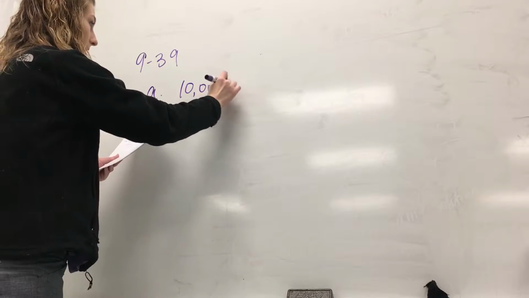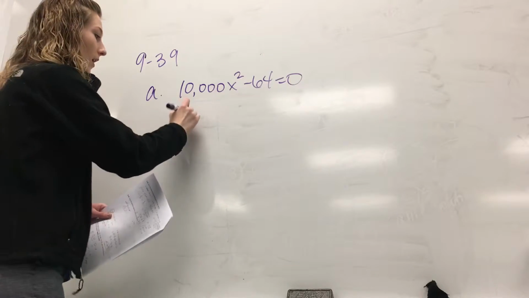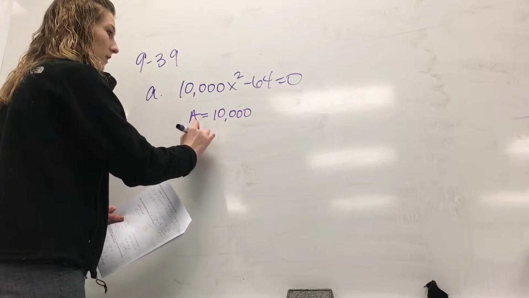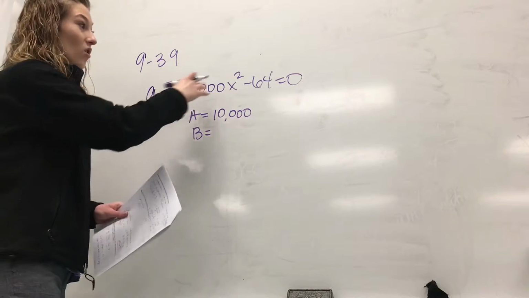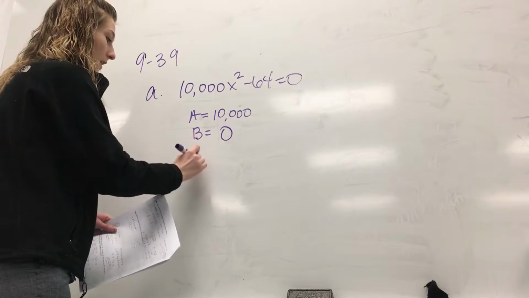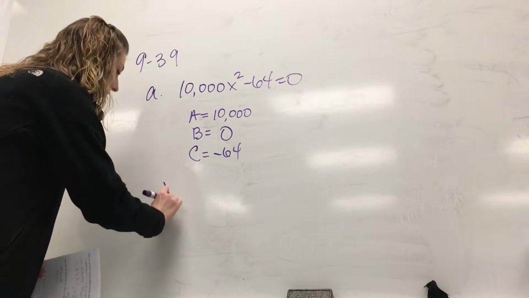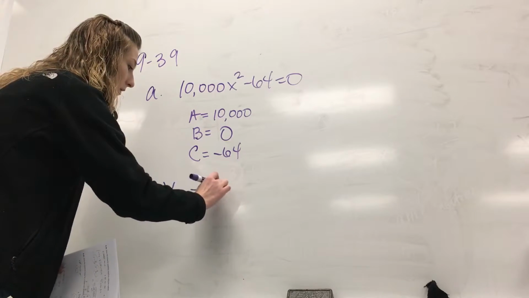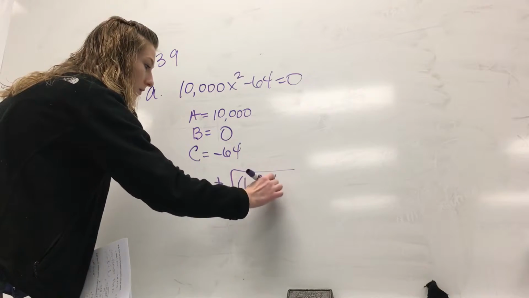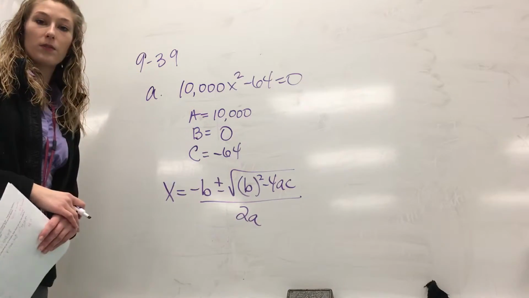10,000 x squared minus 64. So if you use the quadratic formula, A is 10,000. B is the number with an x. There's no regular x term, so that's going to be nothing, 0. And C would be negative 64. So if you use the quadratic formula, which again, here is what it is, those are the numbers you're going to plug in to A. Alright, so hopefully that helps get you set up.